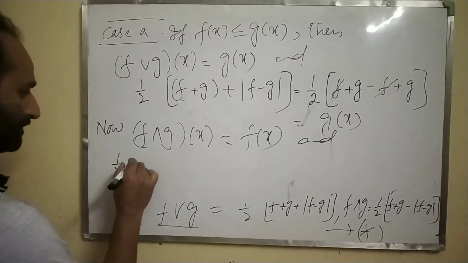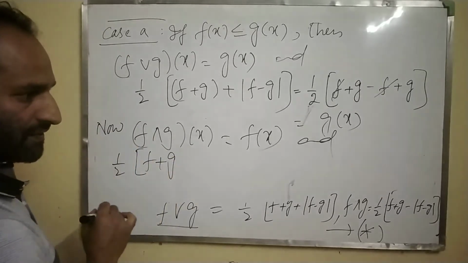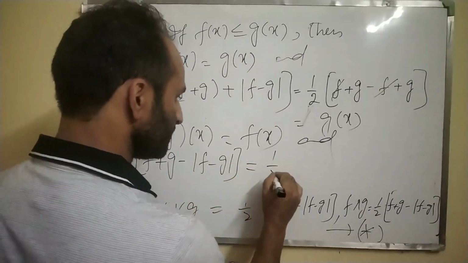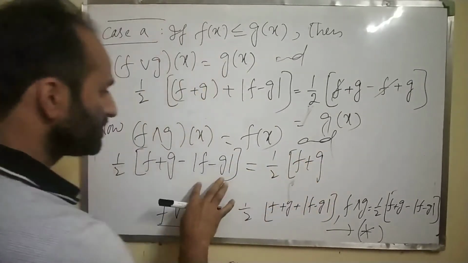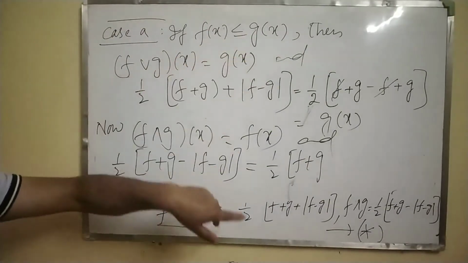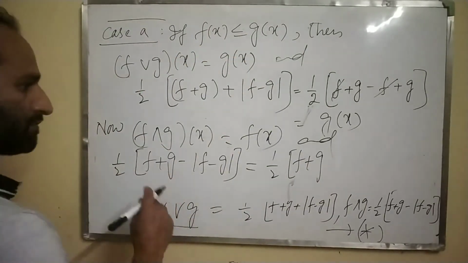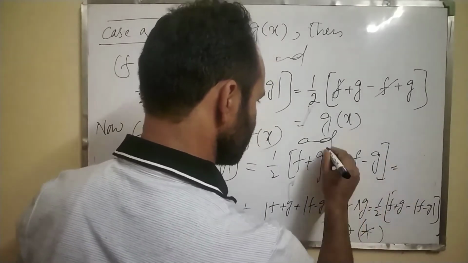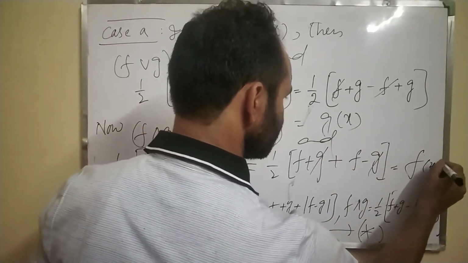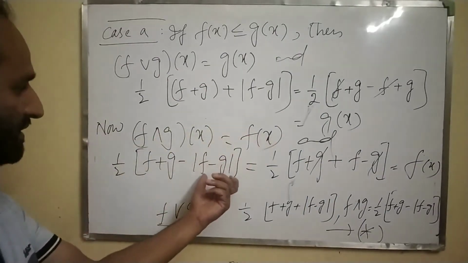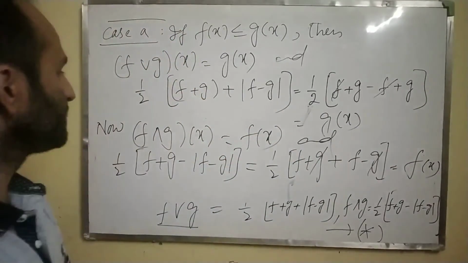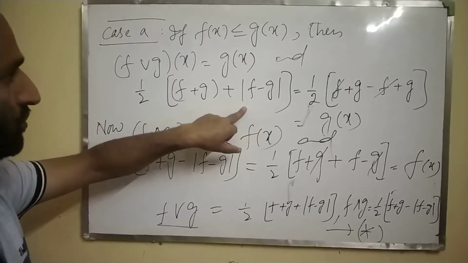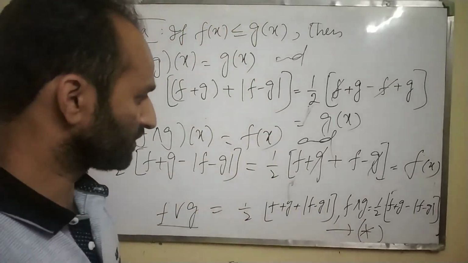And let's try to find this one. One half of f plus g minus mod of f minus g. It's equal to f plus g as it is. Now what's f minus g? Since f is less or equal to g, f minus g is negative, it will be minus times. So minus minus plus here. It's plus f minus g, and that's equal to g, and g will go, it's equal to f. So meet is equal to f, and this expression is also equal to f. So this meet is equal to that expression, and join is equal to this one.